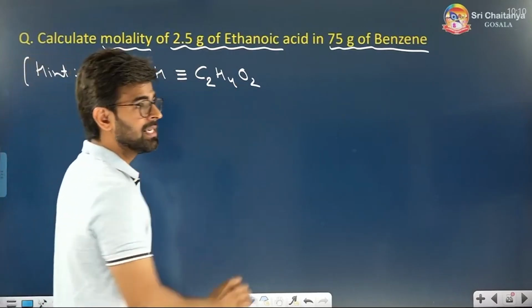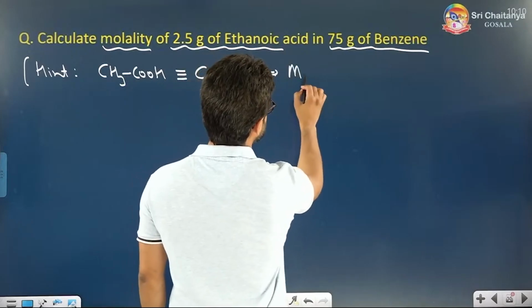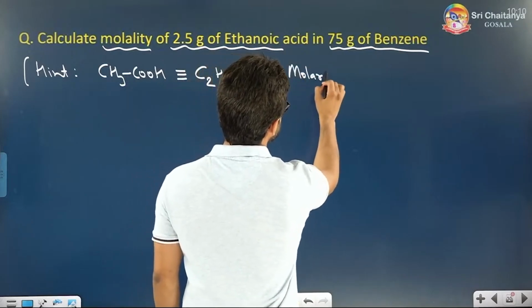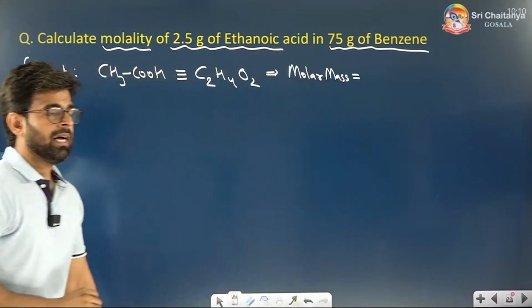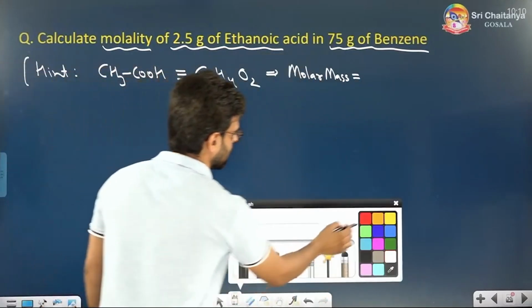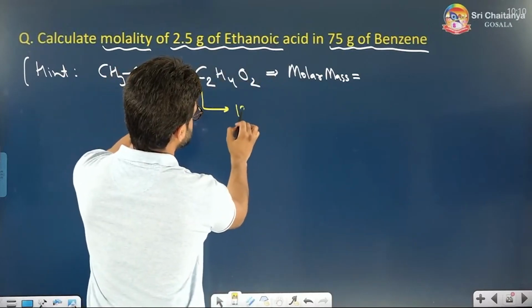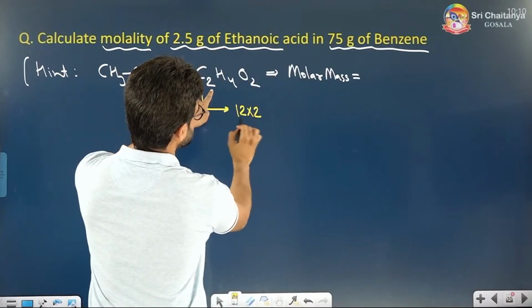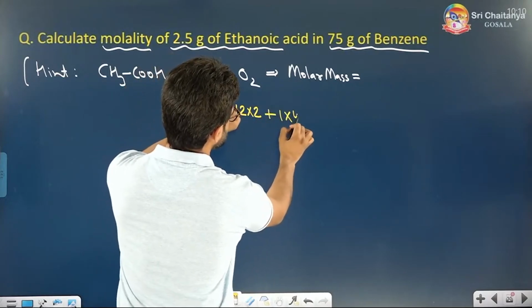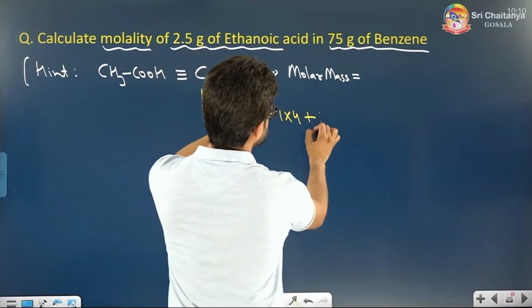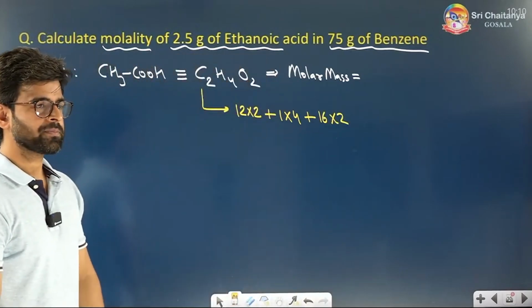C2H4O2. Clear? Now, if you want to ask the molar mass, you can find it by yourself also, right? The molar mass of ethanoic acid, how much? How many carbons? 2 carbons. 1 carbon, how much mass? 12. 2 carbons, 24. 1 hydrogen, 1. 4 hydrogen into 4. 1 oxygen, 16. How many oxygen? 2.